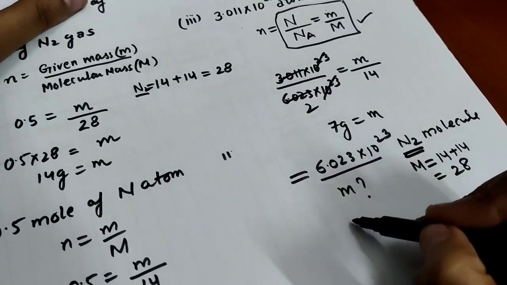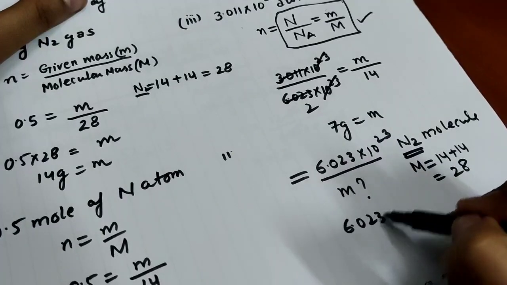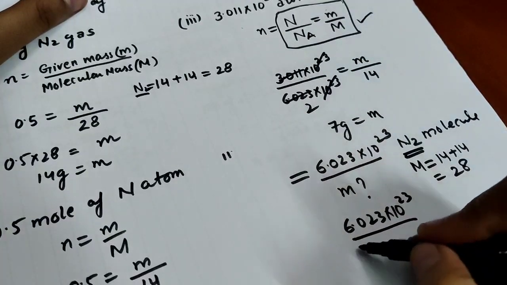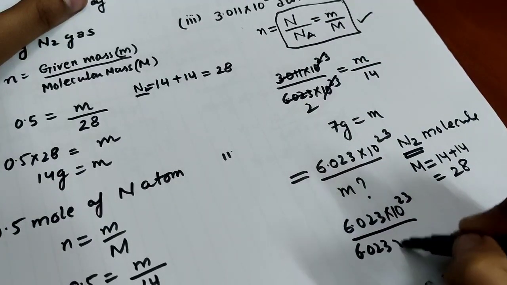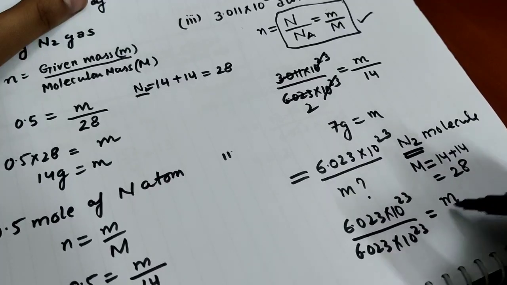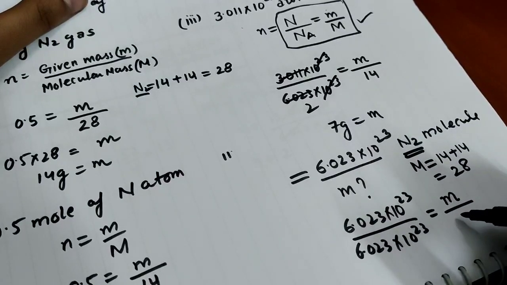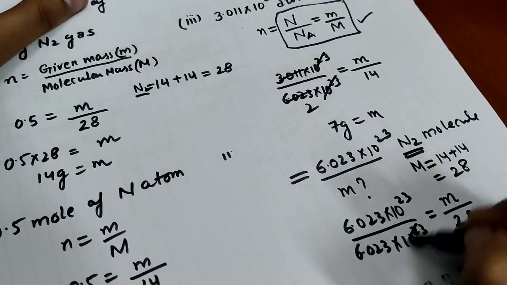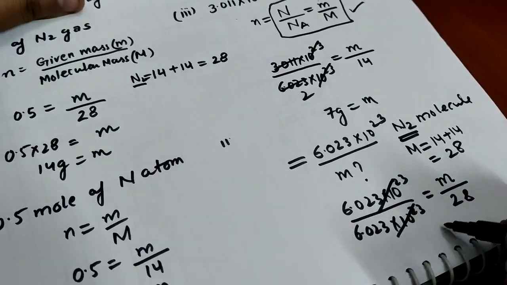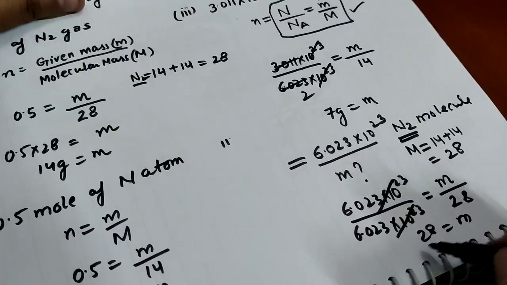So here N is 6.023 into 10 raised to power 23, and we know that Na also is equal to 6.023 into 10 raised to power 23. Small m we have to find out, and capital M is given to you, that is 28. This will cancel out, it will become 1 after cancelling. So now small m is equal to 28 here.